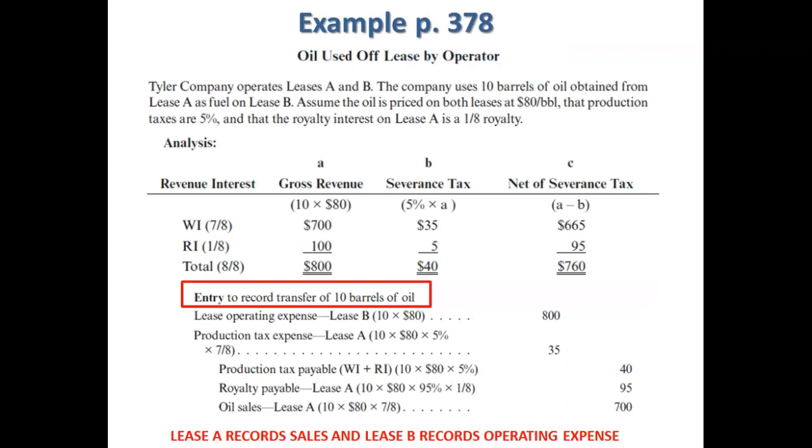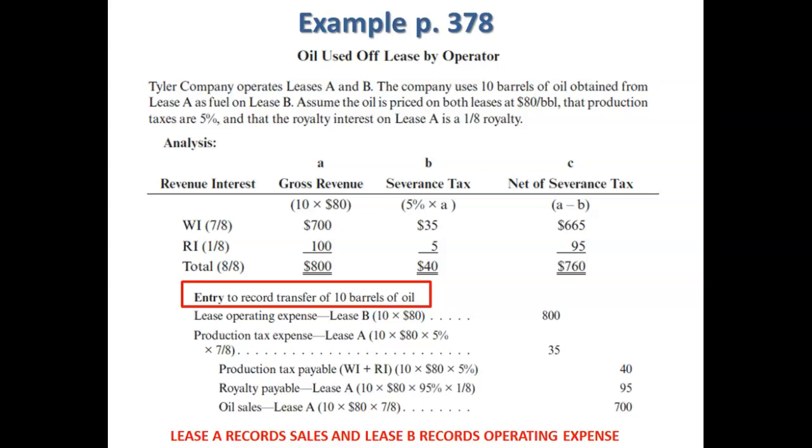Tyler Company operates leases A and B. The company uses 10 barrels of oil obtained from lease A as fuel on lease B. Assume the oil is priced on both leases at $80 a barrel, that production taxes are 5%, and that the royalty interest on lease A is a 1/8 royalty. So again, the important part is it's going to be 10 barrels that's going to be used for fuel. So we're going to calculate the percentages on that 10 barrels.